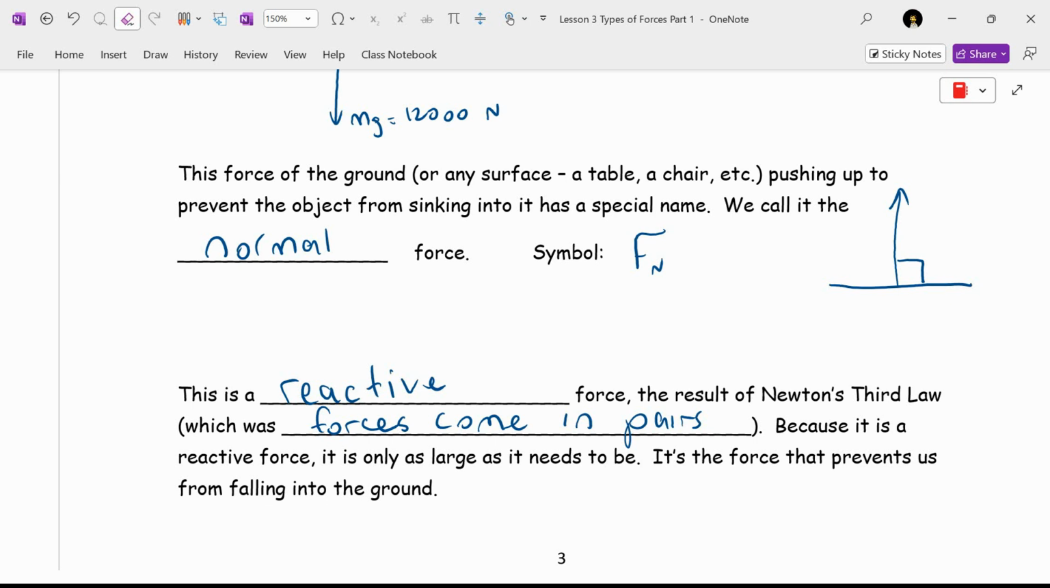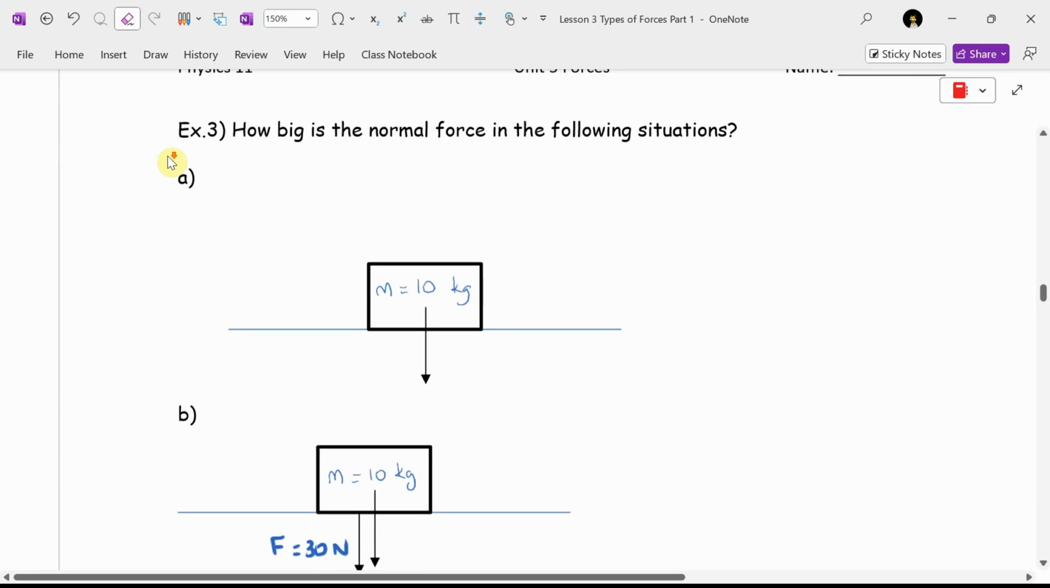Look at your formula sheet. Is there an equation for the normal force? Is there an equation that says Fn equals something along that line? Nope. The only way to find the normal force is from a good free body diagram. Like example 3.